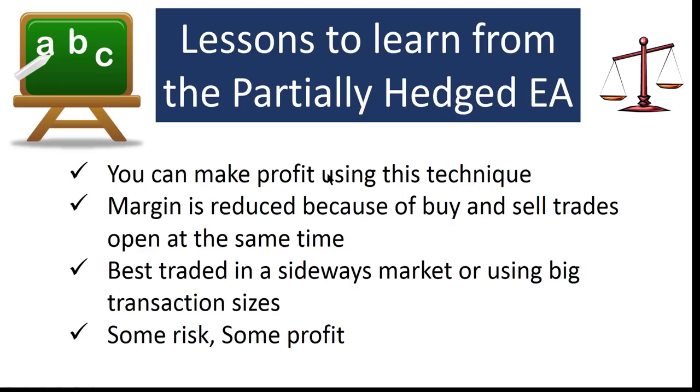Firstly, we've learned that you can make lots of profits using this technique. The drawdown was only $1,200, and we made $9,000 of profit, almost doubling our account once and almost twice. So this is a method of making profit. Margin is reduced because you always have buys and sell trades open at the same time, but margin can become an issue with this kind of trading, so you should always go with a broker that's got the largest margin.